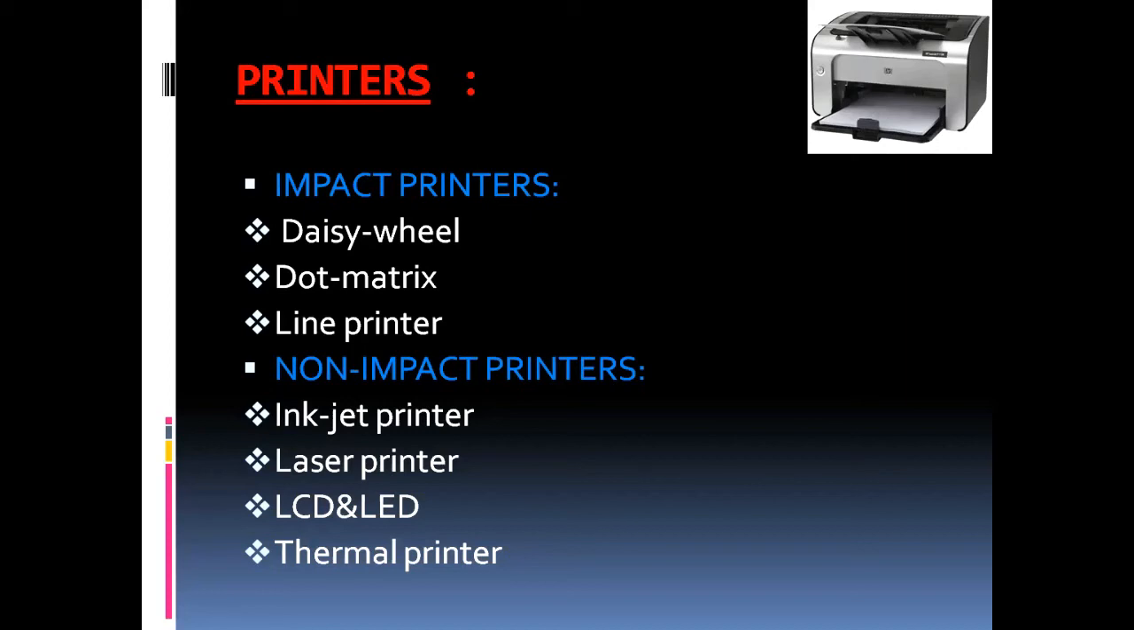There are two types of printer: impact printer and non-impact printer. Impact printers are daisy wheel, print wheel, dot matrix, and line printer. Non-impact printers are inkjet printer, laser printer, LCD (liquid crystal display), LED, and thermal printer.